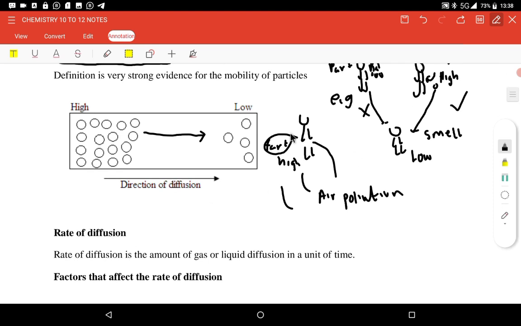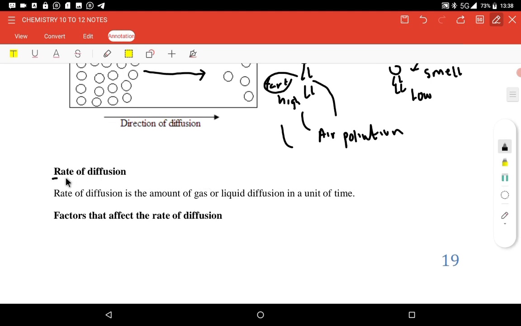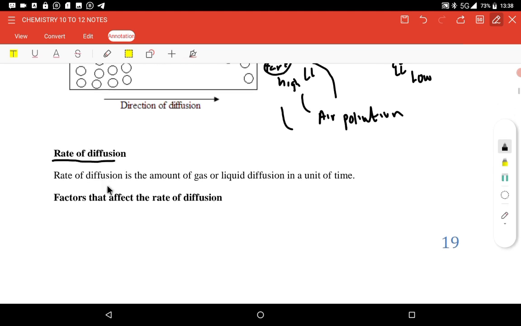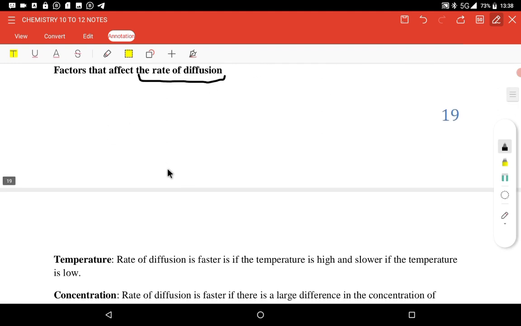So let's look at this diffusion now. Sometimes you can speed it up or slow it down, and let's see what happens. The rate of diffusion is the amount of gas or liquid that diffuses in a unit of time. And there are factors that affect the rate of diffusion, okay? Let's look at these factors.